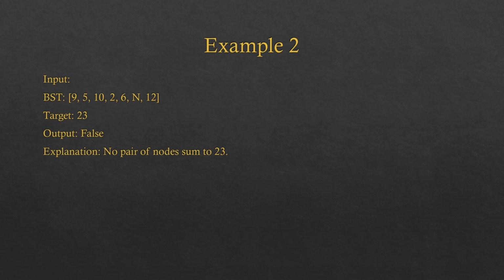Now let's look at another example. In this case, the BST is 9, 5, 10, 2, 6 and 12 and the target sum is 23. However, in this tree, there's no pair of nodes whose values sum up to 23, so the output is false.